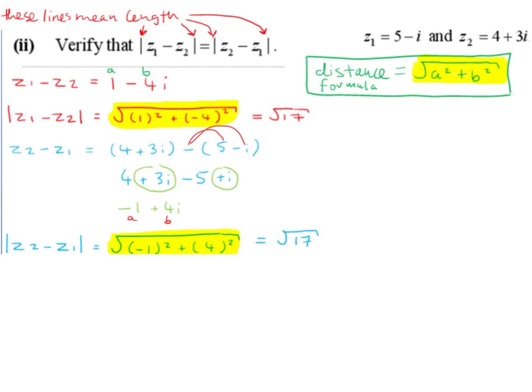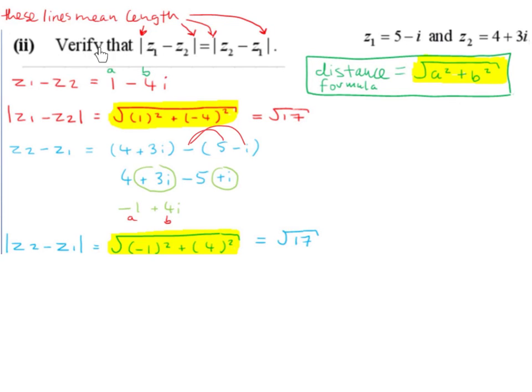We put this into our modulus formula, or distance formula, which is the square root of a squared plus b squared. So we have a big square root. The a squared is going to be minus 1 squared. Again, very important we have brackets around that, or we get the wrong answer. The b squared is going to be 4 squared, and we have a plus in between. So minus 1 squared is 1, and 4 squared is 16, and 1 plus 16 is 17, so we get the square root of 17.